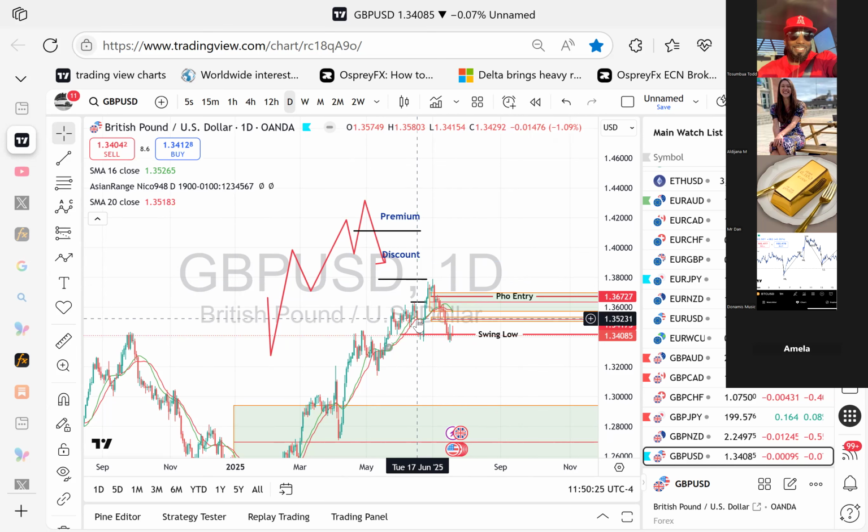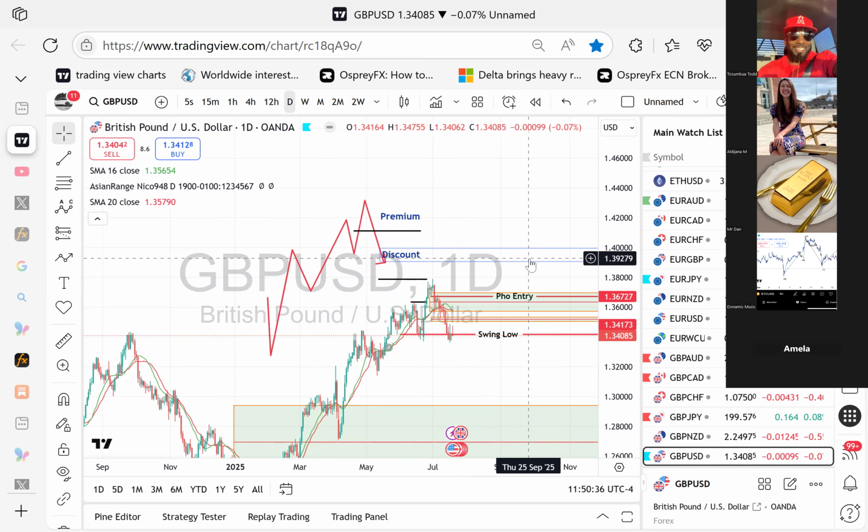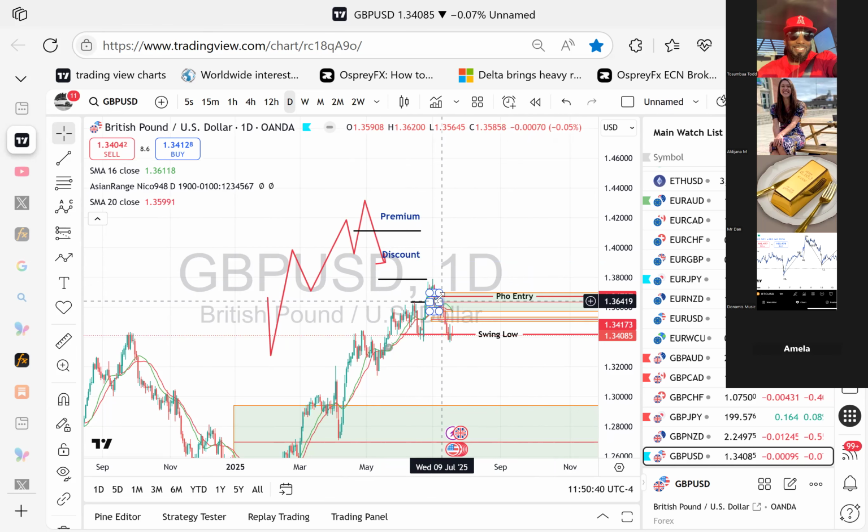Does that make sense? On your MT4 or your MT5, it is going to give you a little number when you enter the trade. So you just make sure you go shoot a horizontal ray on your chart where you're trading.